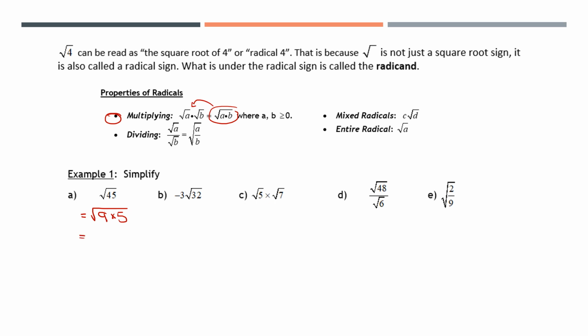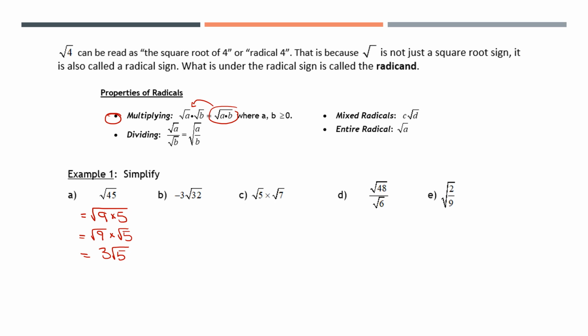So I'm going to break this up and write it as the square root of 9 times the square root of 5. So the square root of 9, of course, is 3. So that's 3 times root 5, but I don't need the multiplication sign. I'm just going to put 3 root 5. It's going to look like this. So that is a radical in lowest terms.